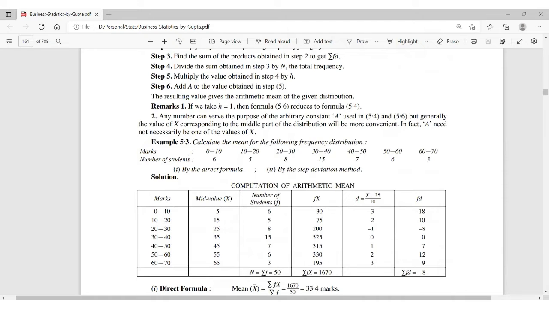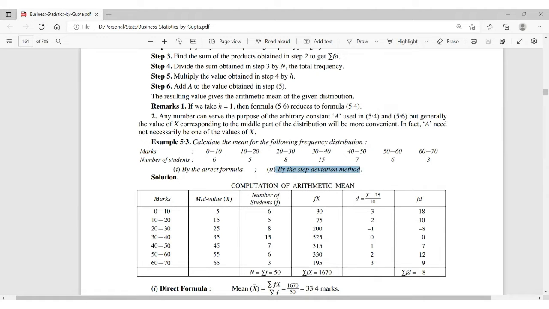Let me take this example. Calculate the mean for the following distribution. Marks are given in ranges. This type of data is called a continuous series in a grouped distribution. The first class is 0 to 10, number of students is 6, then 10 to 20, and so on. We have to find the mean using the direct formula or by the step deviation method. In each case, the answer should be the same.